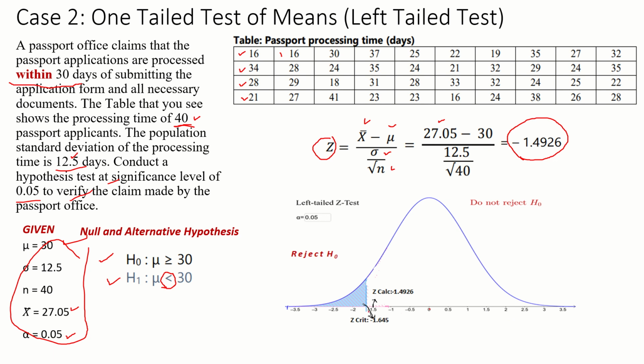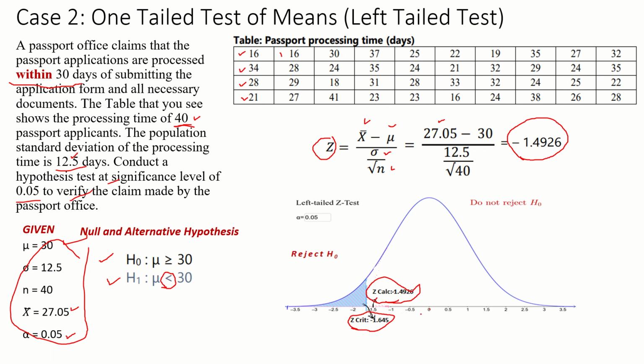So you see, we have to compare this critical value with the calculated value, the statistic that we can calculate. So this is minus 1.49. You can see this is in the acceptance region, because it is on the right side of the critical value, greater than the critical value.